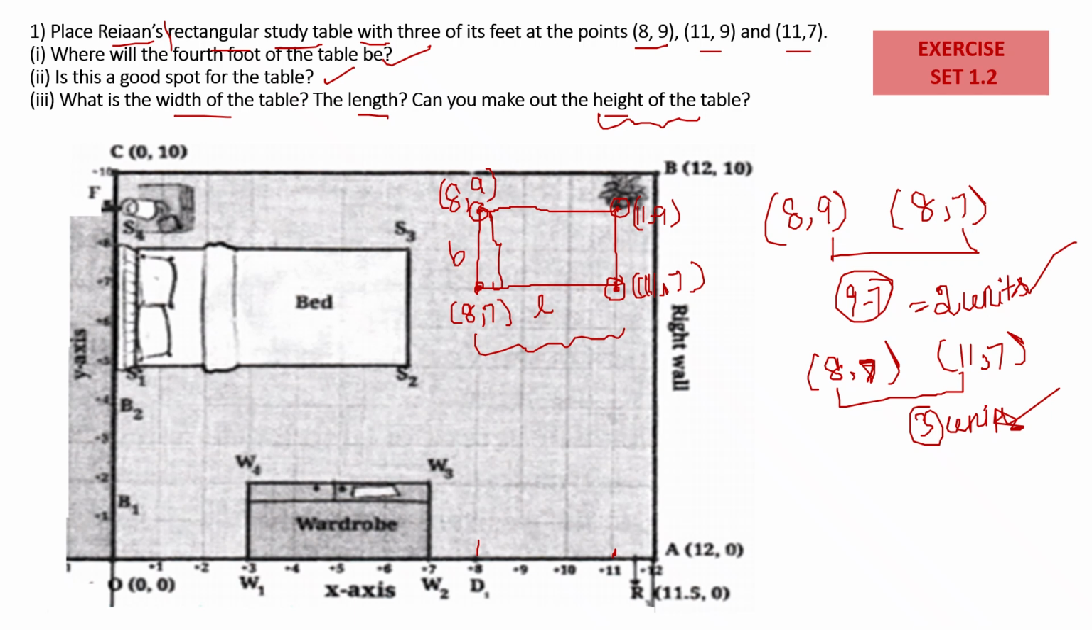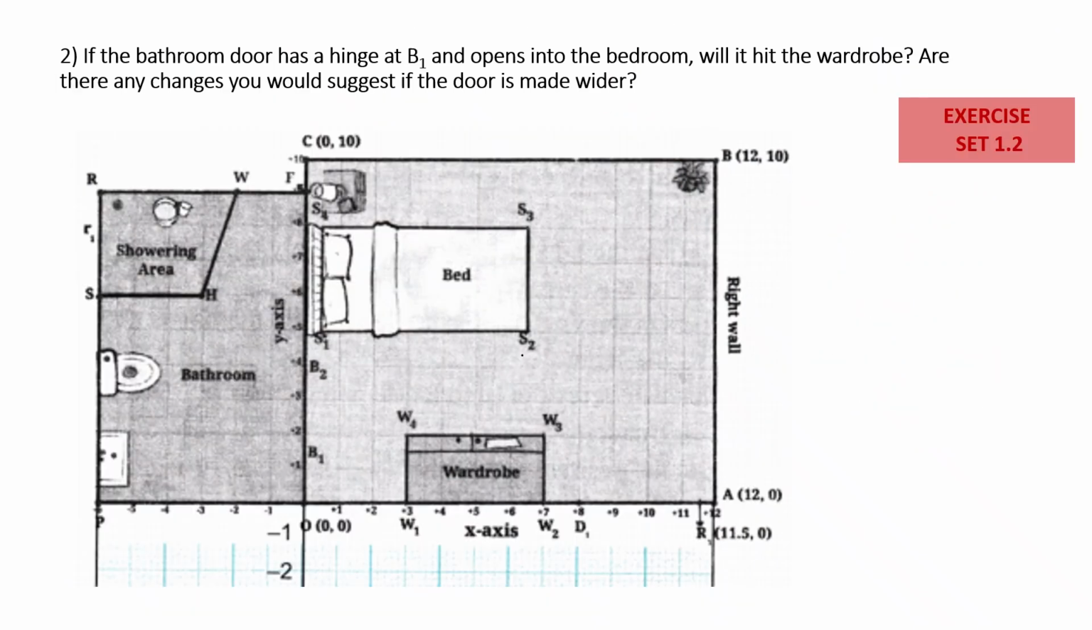Actually, this is a 2D plane. Over here, they are asking about height. Height can be calculated only in three dimensions, but here we don't have the third dimension. So it's not possible to make out the height of the table. So this is our first question. Let's see the second question.